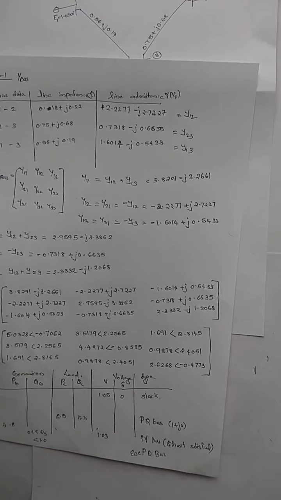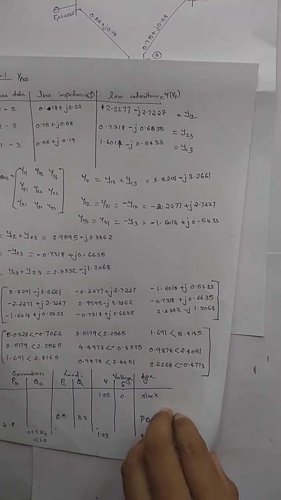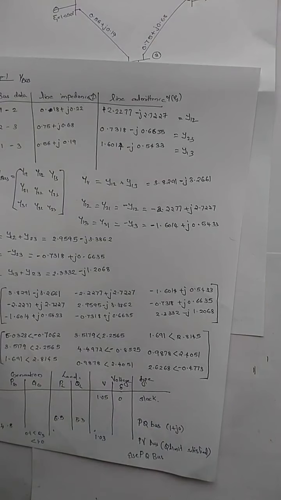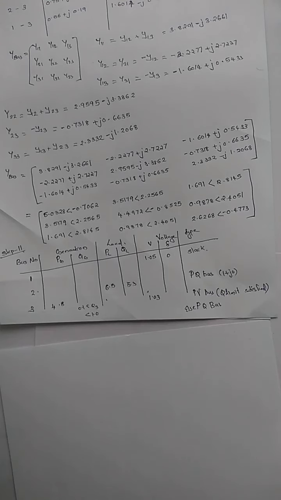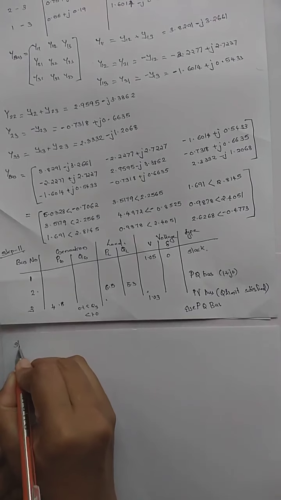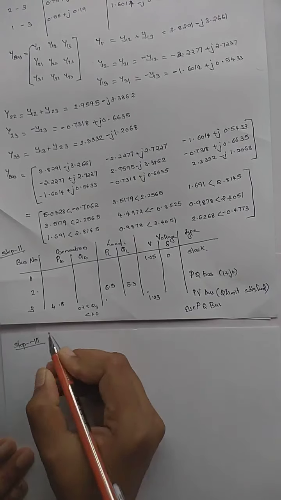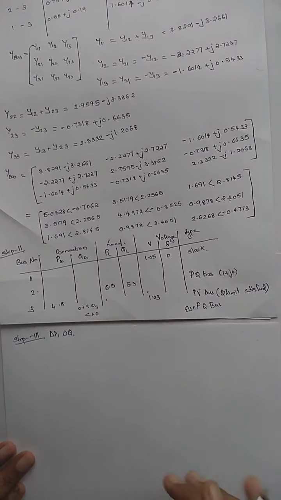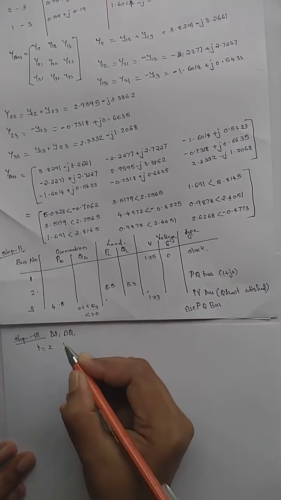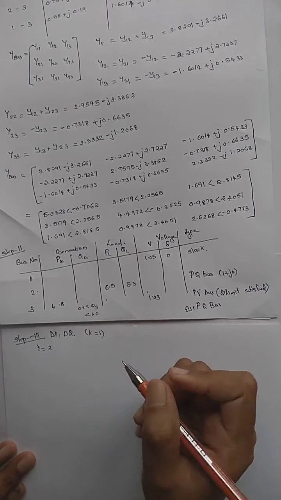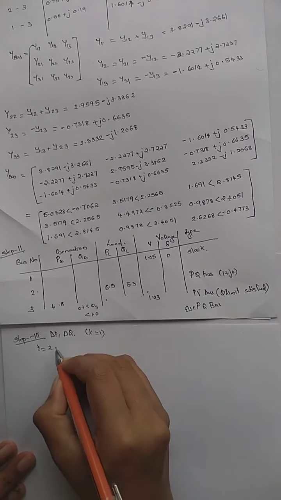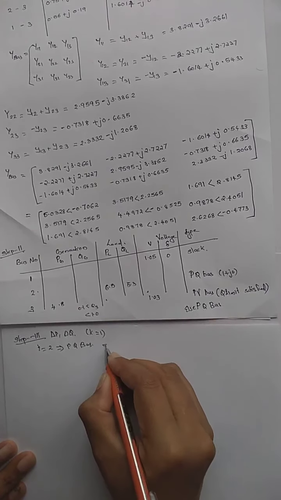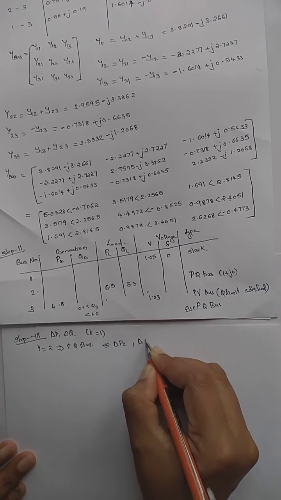Okay, so we have completed our step 2 also, and next we have to find out our delta P and delta Q values. In step 3, I have to find out delta P values and delta Q values. When i is equal to 1, we don't have to find it out because it is a slack bus. When i is equal to 2, in the first iteration, my second bus is a PQ bus as per the requirements given, so we have to find out delta P2 and delta Q2.